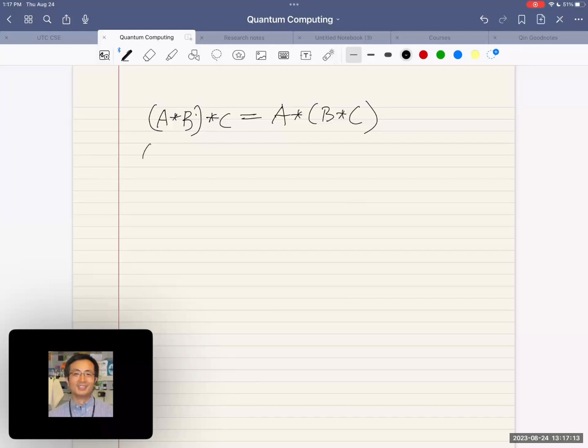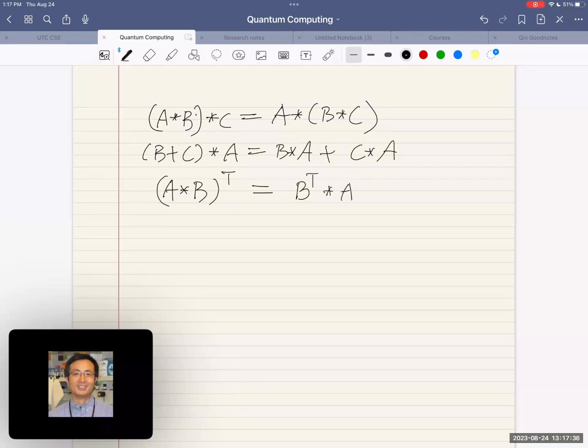So (B plus C) times A also means B times A plus C times A. This is also interesting, depending on whether you think it's intuitive. The transpose of the matrix product A times B is equal to B transpose times A transpose. It's not very intuitive, but that's the property.